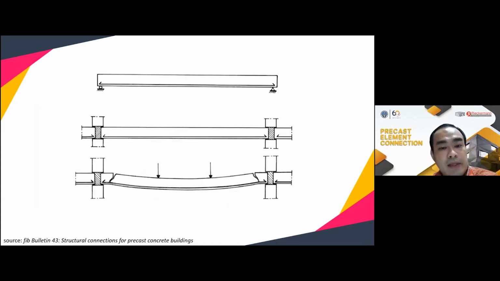And here we can also see some pictures where sometimes we design the beam to be simply supported, so we don't have a negative moment. But in reality, there will be a little bit of clamping here, so there will be a negative moment that can cause cracks in the structures. So this is also something we need to pay attention to when we design a connection.